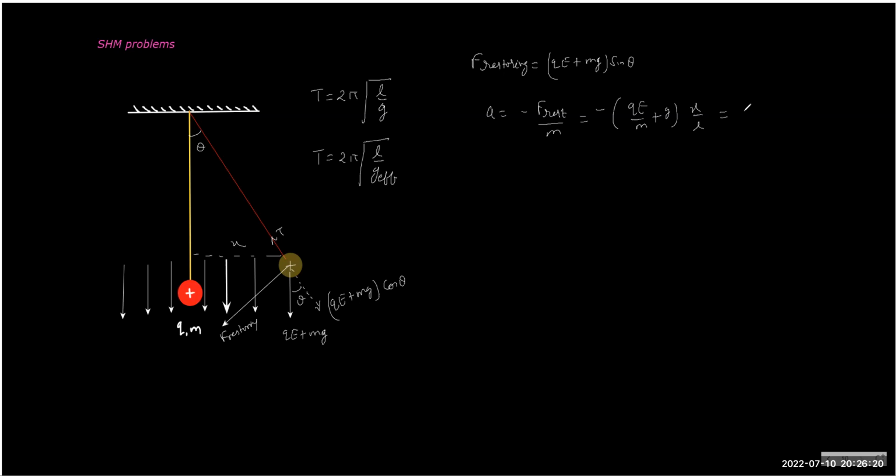Now you can compare with minus omega square x. You know omega square is 1 by L into QE by M plus G. So time period will be 2 pi by omega, which gives you the answer 2 pi under root of L by G plus QE by M. Next time, if the field is parallel to gravity, you can just add the G effective. That's why we write G effective as G plus QE by M.